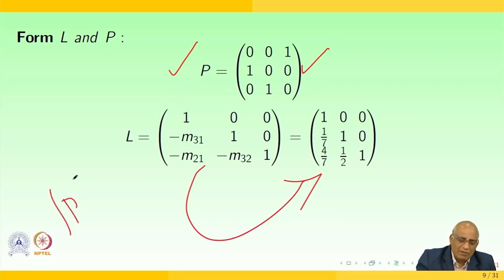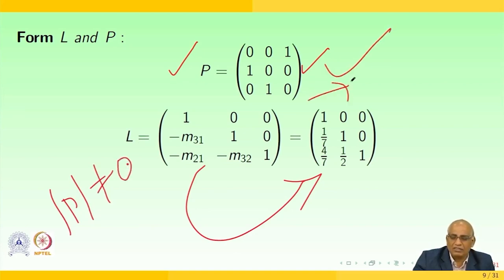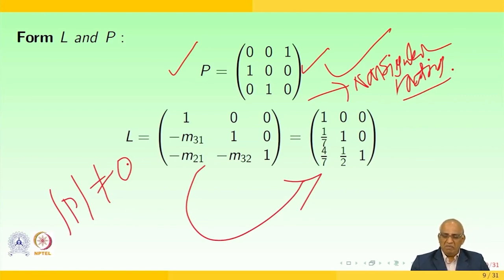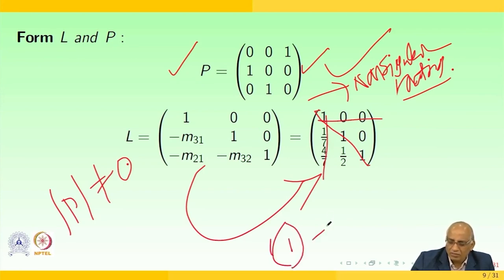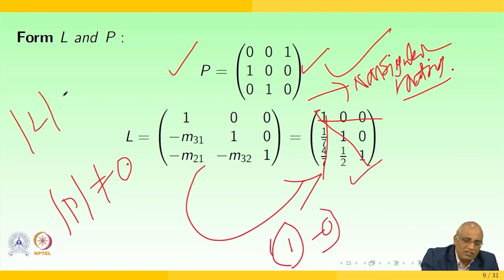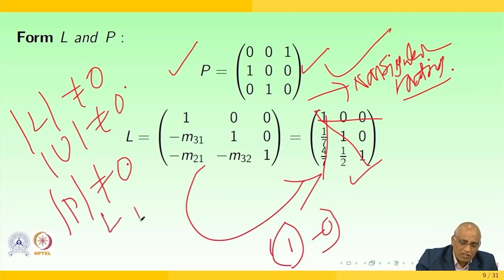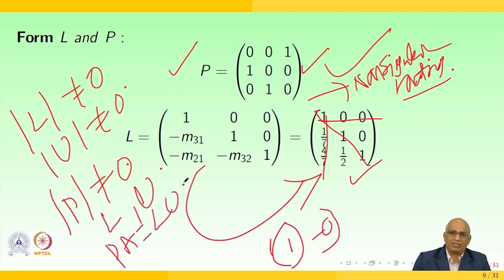Remember that determinant of P is actually not 0. So therefore this is a non-singular matrix. And similarly, this matrix is also a non-singular matrix. So what is the determinant of this? So determinant of this will be 1 minus 0. Rest are zeros. So this is also non-singular. So determinant of L is not equal to 0. Determinant of U not equal to 0. And determinant of A not equal to 0. So we are able to find two non-singular matrices L and U such that PA is equal to LU. And P is the permutation matrix as spoken.